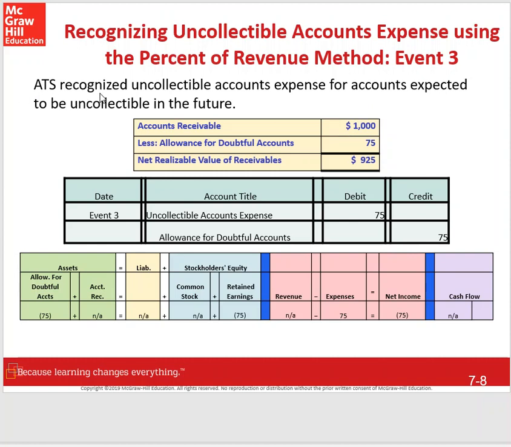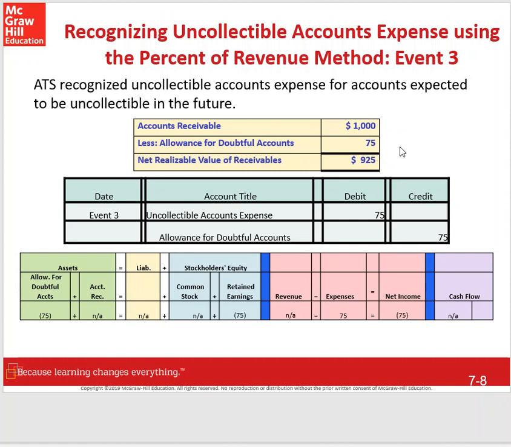ATS recognized uncollectible accounts expense for accounts expected to be uncollectible in the future, and they believe that amount's going to be $75. Now, let me start with saying I have no idea how they came up with that number. They didn't specify their technique for arriving at this number. It must be based on past experience.